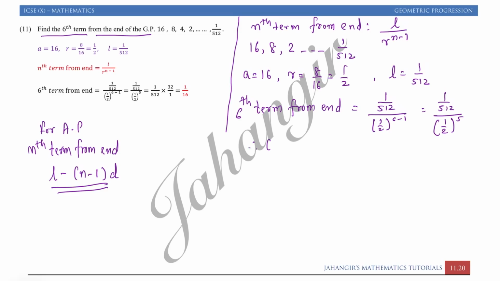So therefore the sixth term from the end is equal to 1 upon 512 into 1 upon 2 raised to 5, which is 1 upon 32. That can become 32 upon 1. So let us cancel. 8 4s are 32, 8 6s are 48. 32, 8 4s are 32. 4 1s are 4, 16s are. So the answer is 1 by 16.